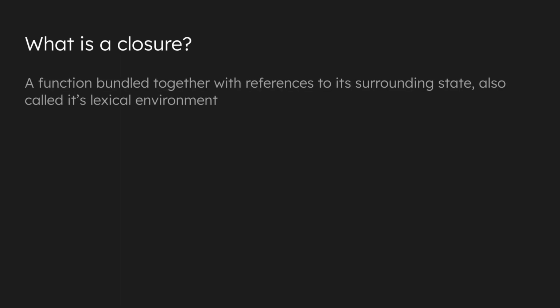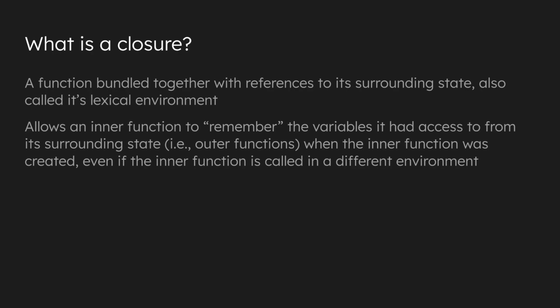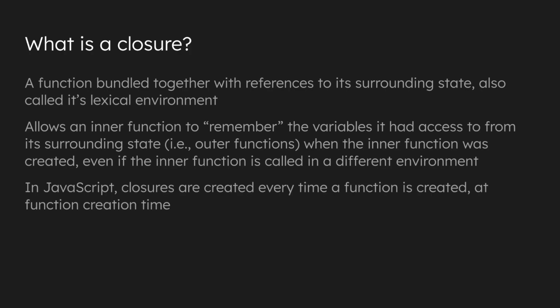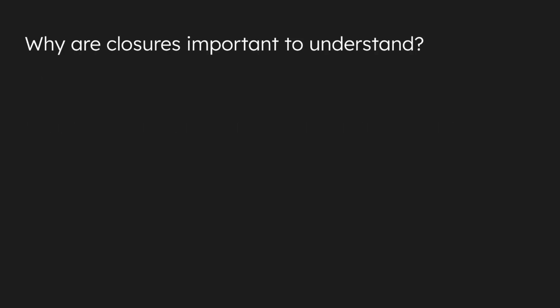All right, so what is a closure? A closure is a function bundled together with references to its surrounding state, which is also called its lexical environment. So a closure allows an inner function to remember the variables it had access to from its surrounding state, in other words, outer functions, when the inner function was created, even if the inner function is called in a different environment. And in JavaScript, closures are created every time a function is created, at function creation time.